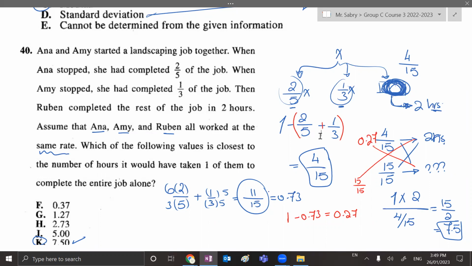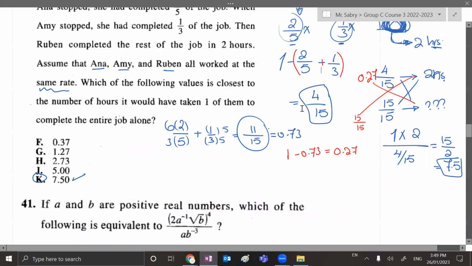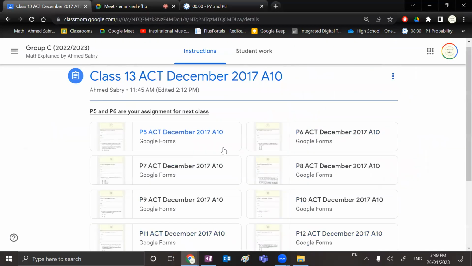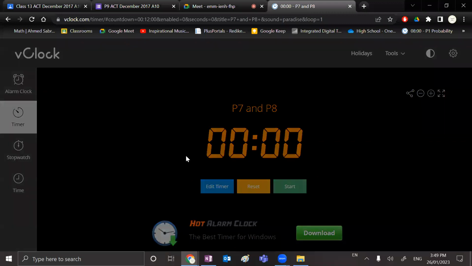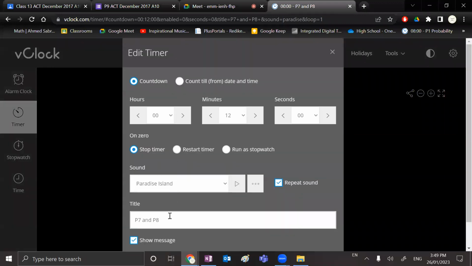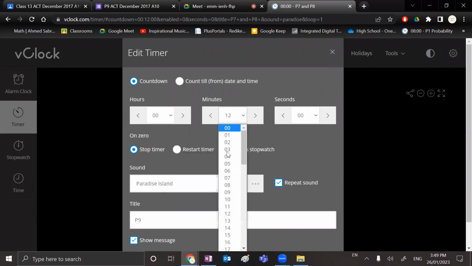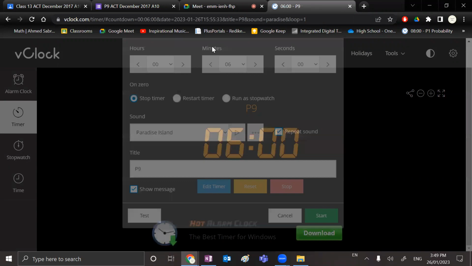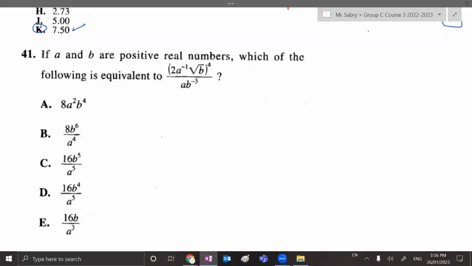Now let's quickly try. We won't have enough time to do both. Let's quickly try to work on P9. For P9, I'll give you 6 minutes. 6 minutes starts now. We'll answer as many questions as you want.